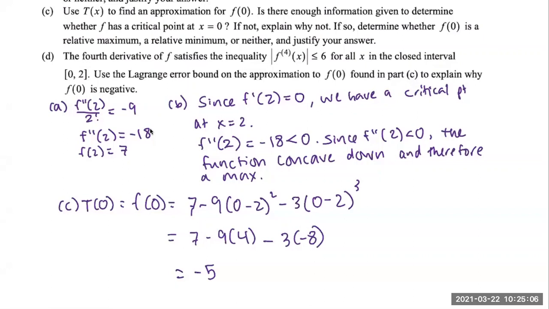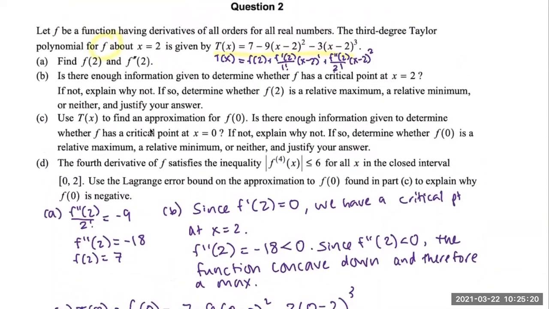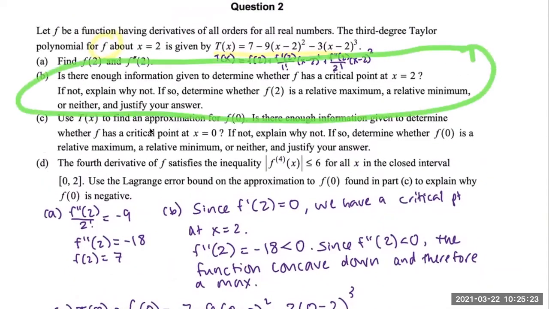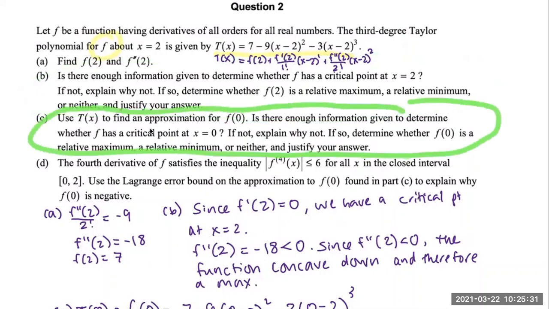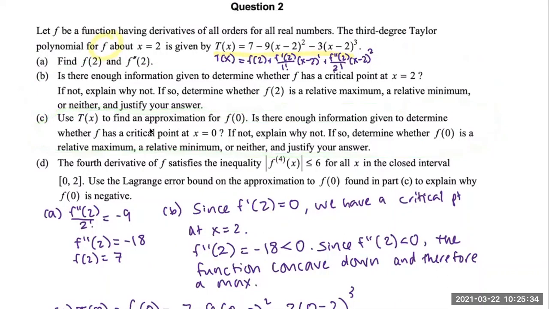Now, if we're going to use these series to represent functions and make conclusions about the original function, we want to make sure we come up with the appropriate series for that conclusion. When I was answering part B, I could answer questions about relative maxes and mins because it was at the center. But when you move away from the center, it's no longer a good idea to make conclusions like that. Can we use this to make a conclusion about maxes and mins at 0 when that's not the center? The answer is no, you can't.